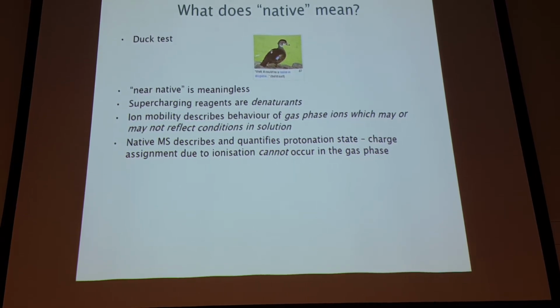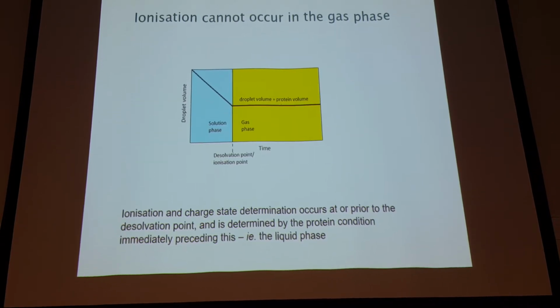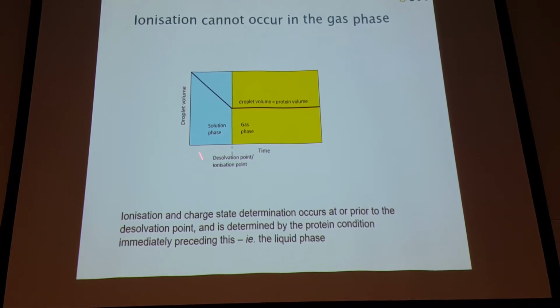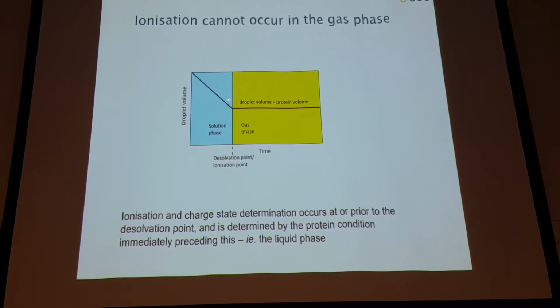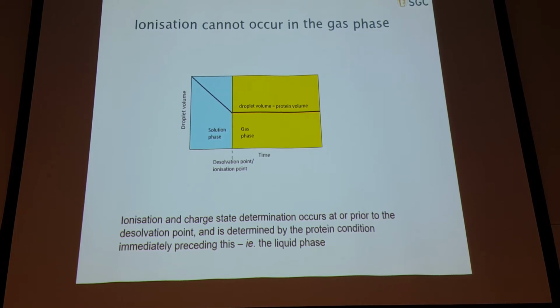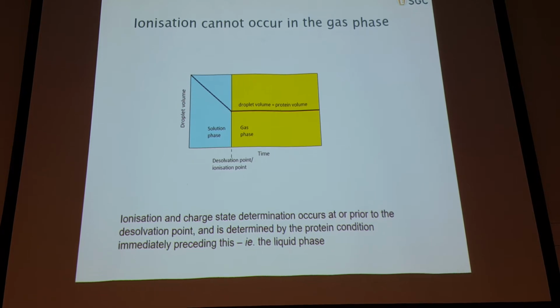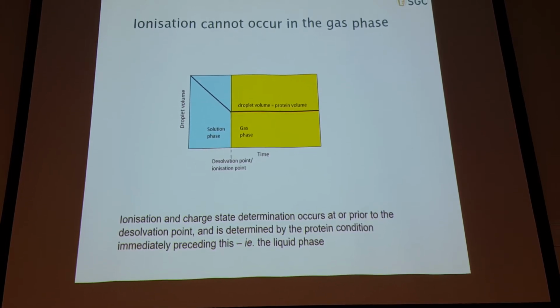Ionization cannot occur in the gas phase. There's a thought experiment you can do. If you imagine you can measure the droplet volume, as you have an electrospray droplet and desolvation occurs, that volume is going to decrease until you reach this point. At that point, once the volume of the droplet is the same as the volume of the protein, by definition, all of your solvent is gone. By definition, you are no longer in the liquid phase, you are in the gas phase.